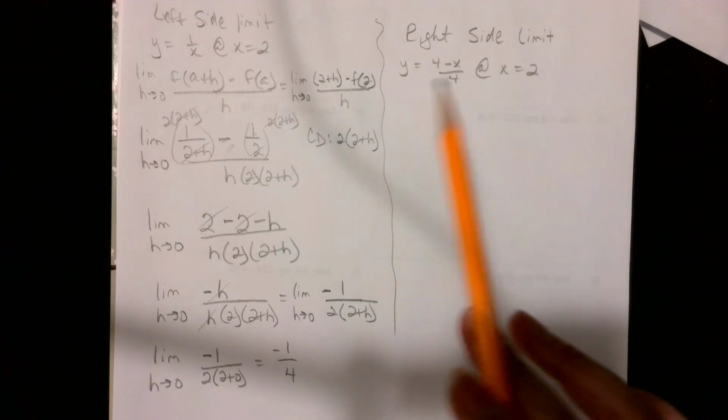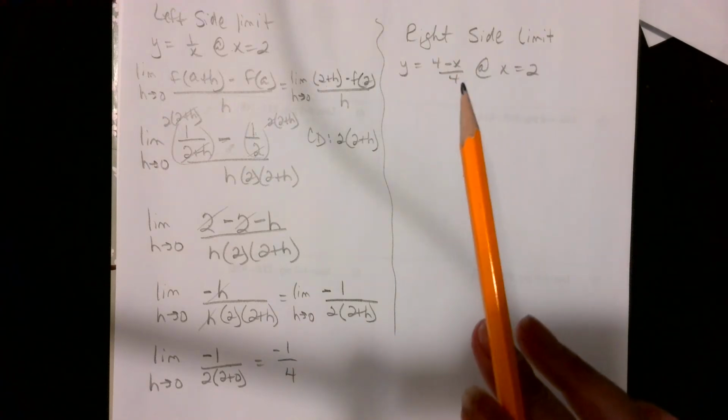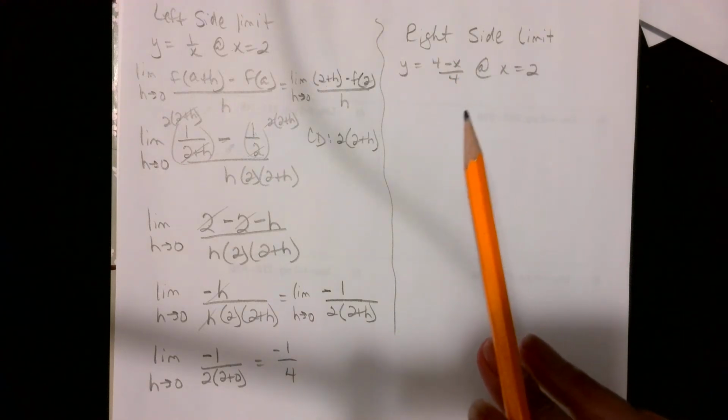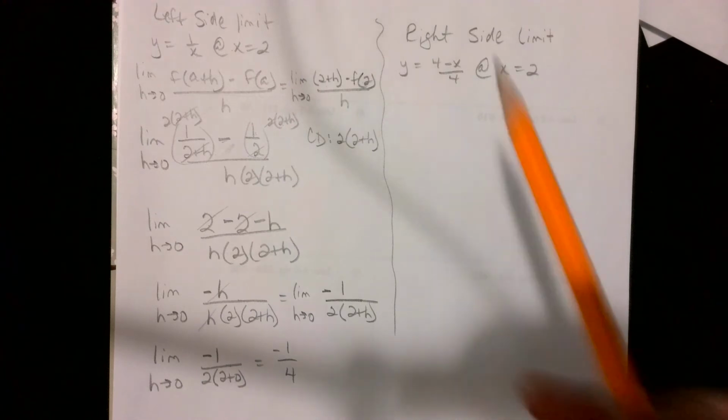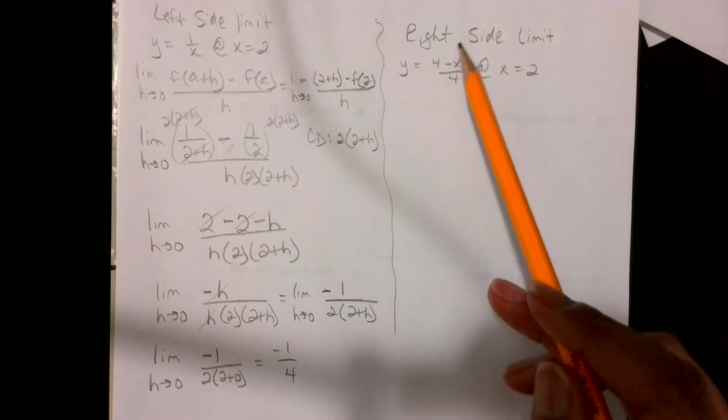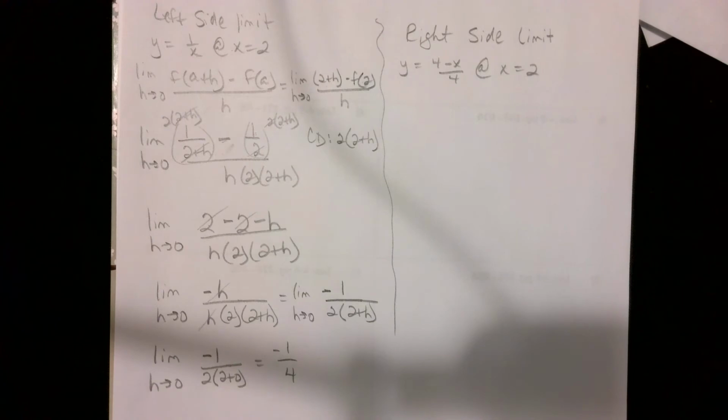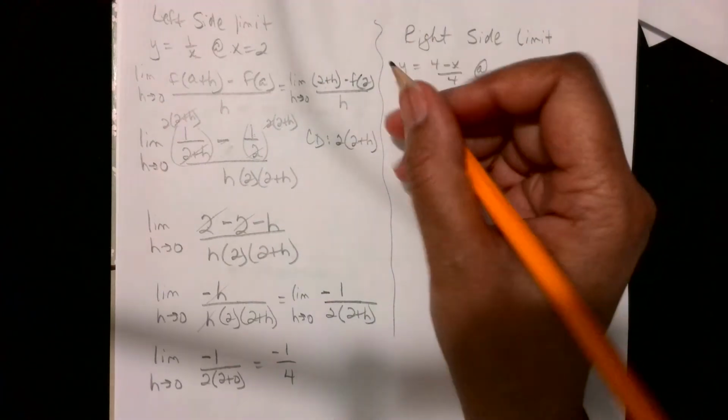So we need to do the same thing to the right side. And if it's also negative 1/4, then the slope exists when x equals 2. Okay? So it didn't ask us to do a tangent or a normal, but we could because the slope exists if the left side and the right side are the same. If they're not the same, then we can't. So we have to see. So let's do the right side.